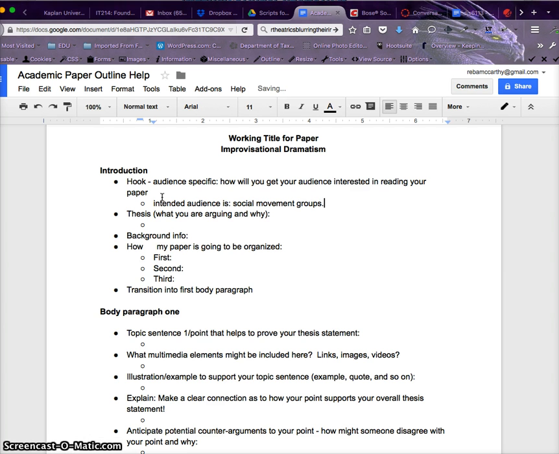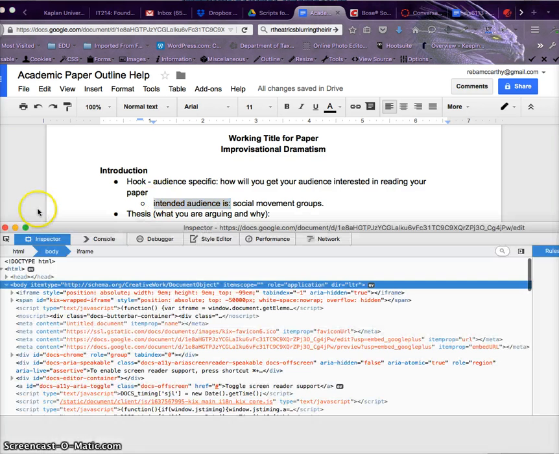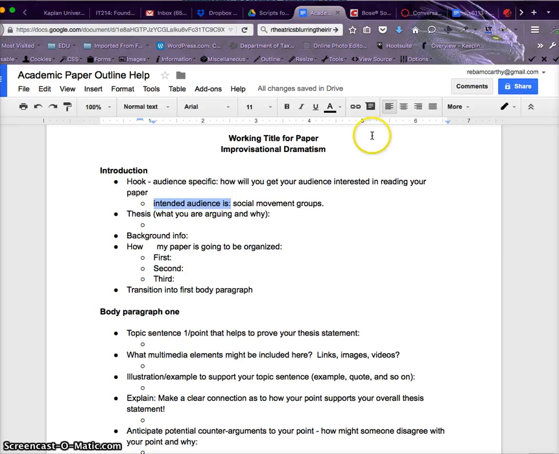And I'm going to say that right here in my outline because I want to remind myself over and over again. I hit the wrong key. Sorry about that. I want to remind myself over and over again that my intended audience are social movement groups, okay? But you can also add, and my professor. So it's good to know and remember who your audience is going to be.